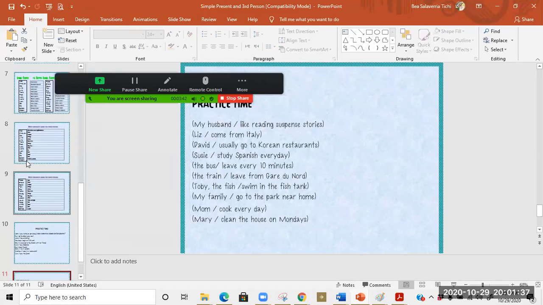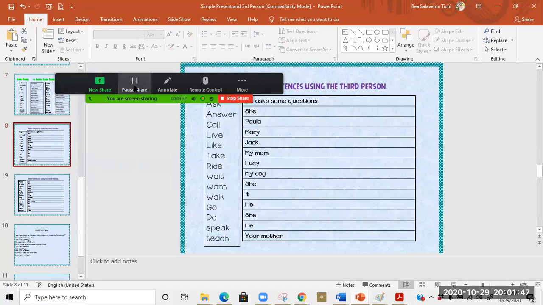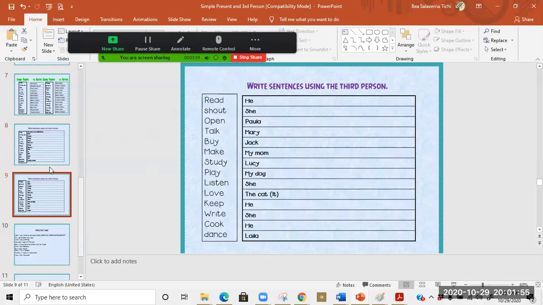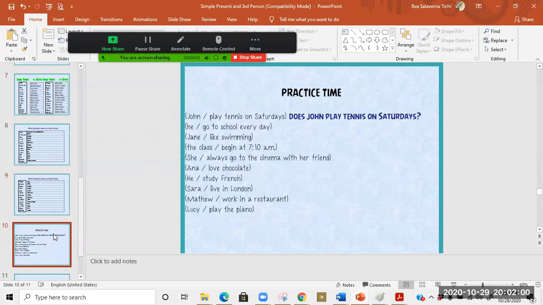Okay, so yesterday, ayer estábamos haciendo un par de ejercicios. We were doing some exercises. I sent you the pronunciation for the third persons, okay? And also you had to do some sentences, do you remember? With some words, okay? I also sent this yesterday. So let's practice making questions with do and does. Just to refresh.